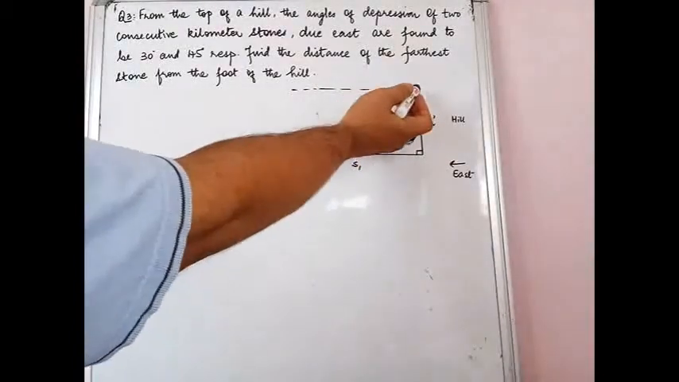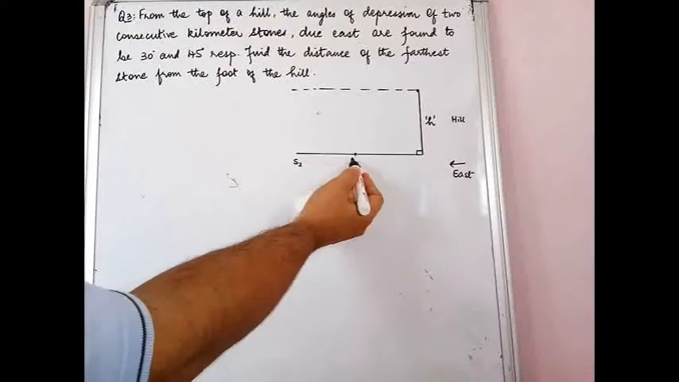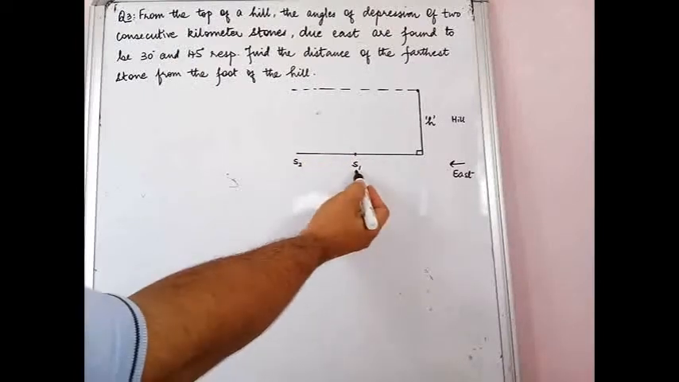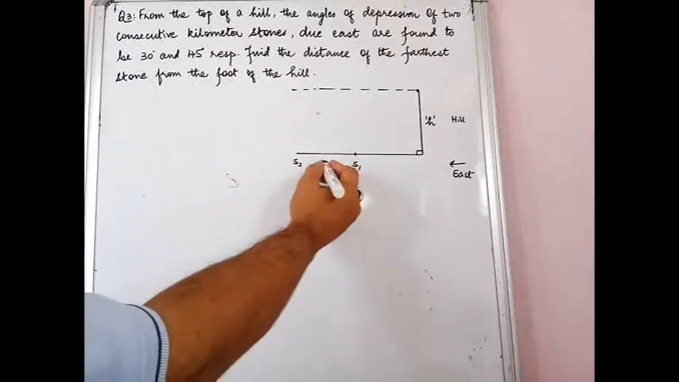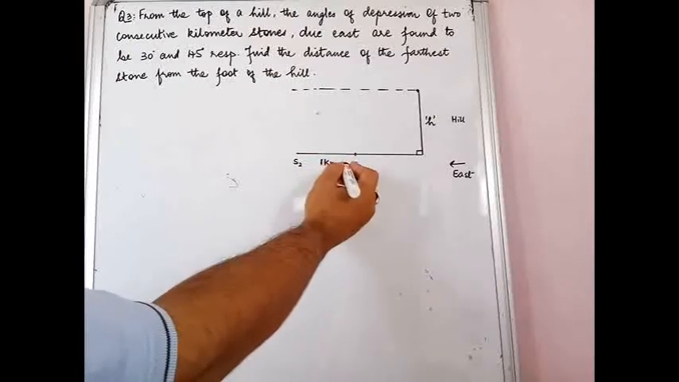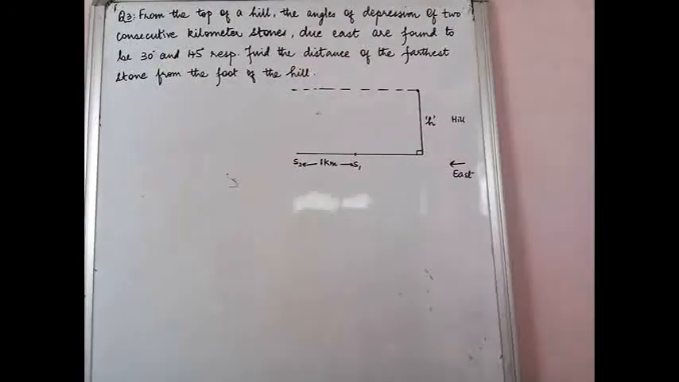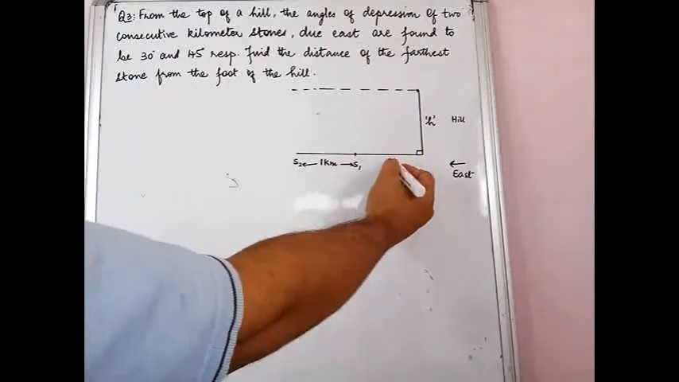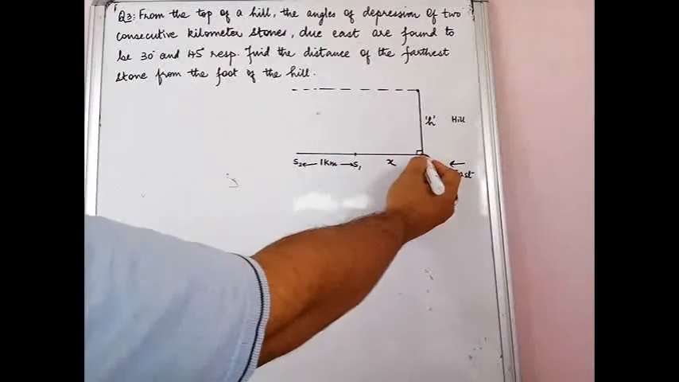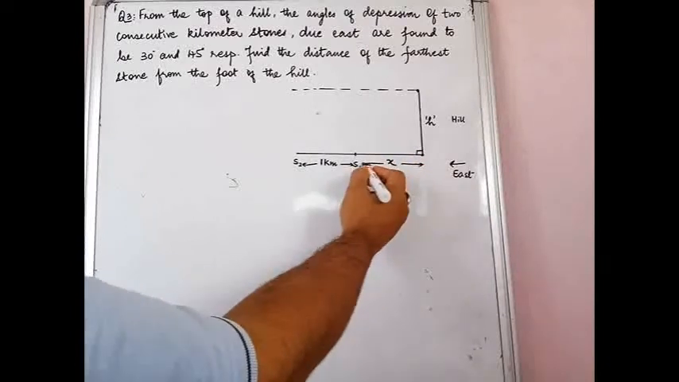Okay, and the person is looking from here down at the stones. Since these are two stones, I have labeled S1 and S2, and they are consecutive kilometer stones. So that means they are coming one after the other, so the distance between them is going to be 1 kilometer. And from the foot of the hill, which is this, I can assume this particular distance to be x.